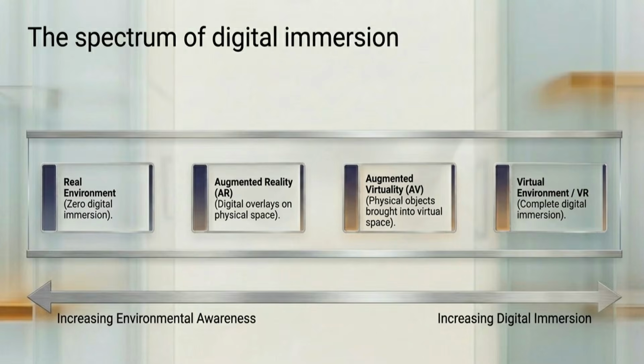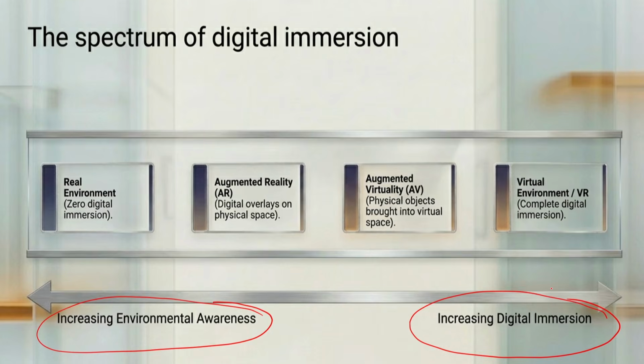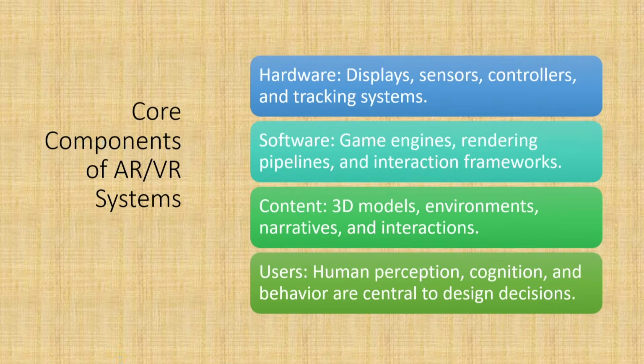So, indeed your environmental awareness is more when you are in reality, and slowly as you move into augmented reality, your environmental awareness reduces, and as you get into the virtual environment, your digital immersion is the highest. So, AR consists of digital overlays on the physical space. Augmented virtuality consists of physical objects brought into virtual space. VR is complete digital immersion, where you forget about the real world, and the real environment where you are moving around today consists of zero digital immersion.